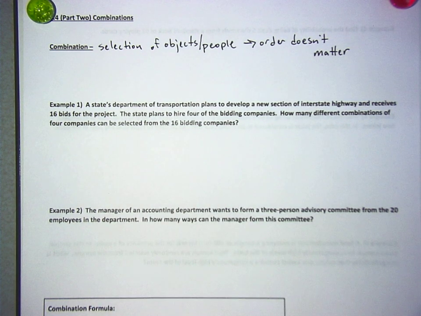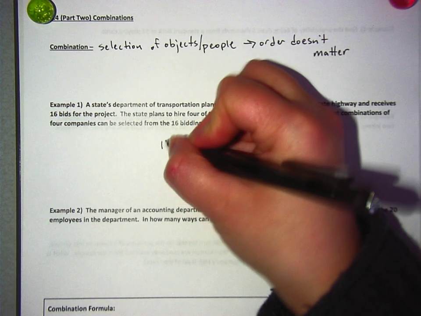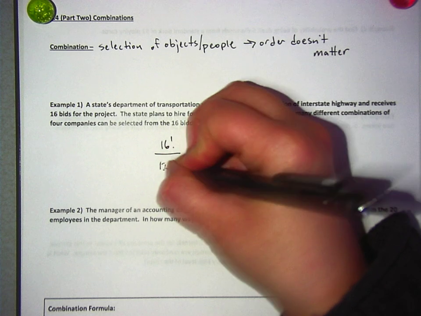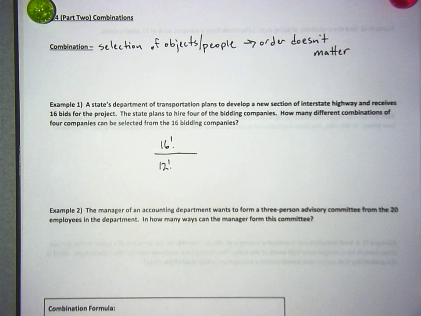So there's 16 companies. Now, if we were going to do a permutation, we would do 16 factorial, right? And then we would divide by what? Because we want 4 of the companies. 12 factorial. And this would provide us with a permutation, right? We'd get 4 companies in 4 different orders, but we don't care what order they're in. We just care about which companies they are. Can anybody think of how we can divide more out of this to make it work?